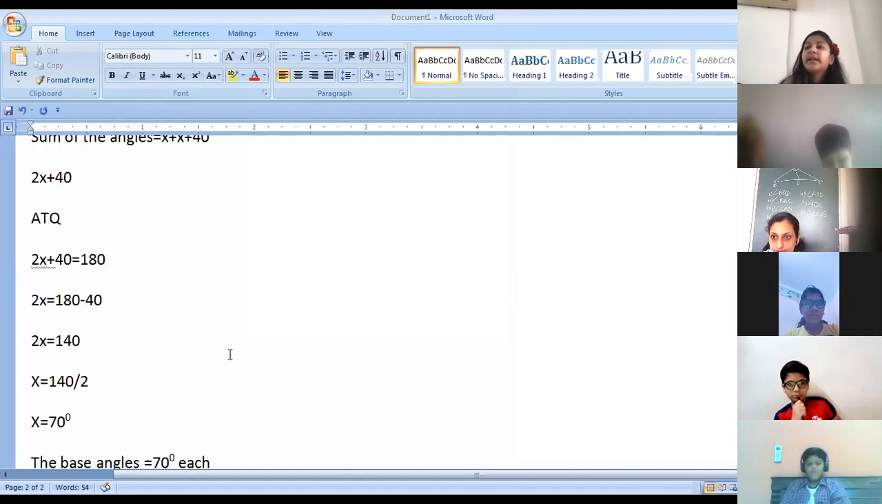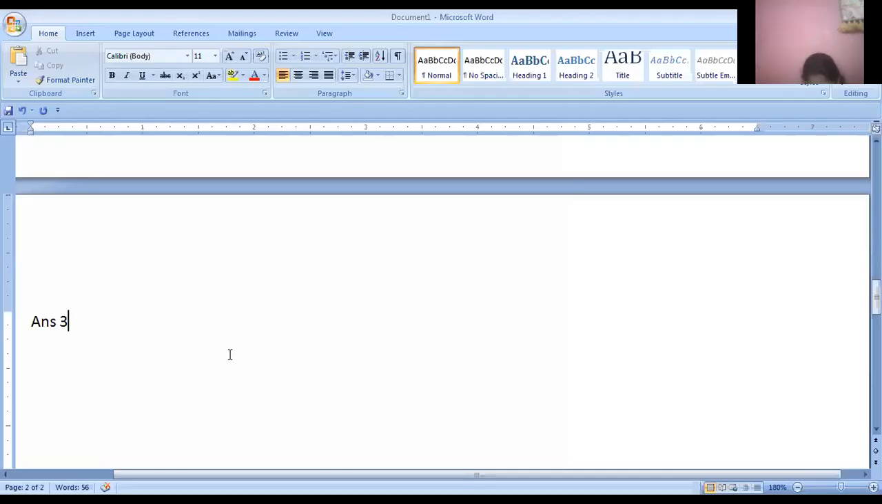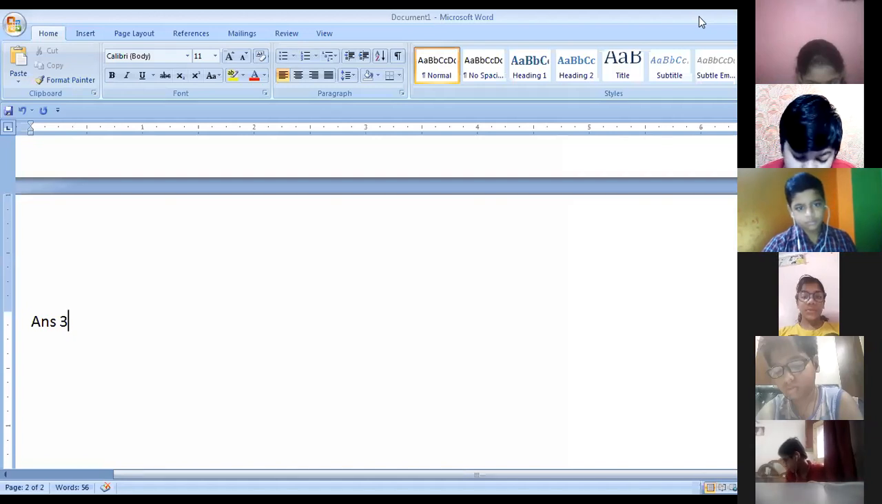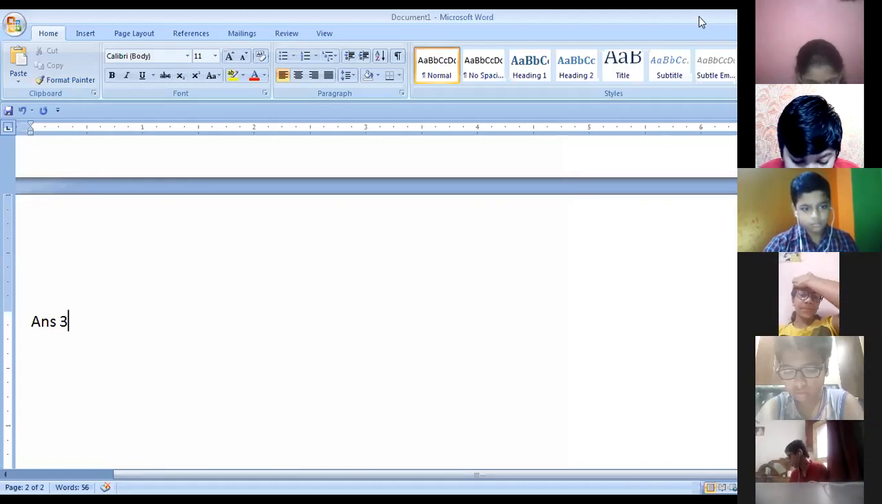That's correct. So in this way, you're going to do this question. Sachin scored twice as many runs as Rahul. Together, their runs fell two short of a double century. How many runs did each one score?